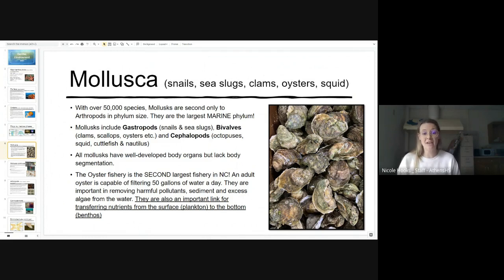All right, bivalves are something that has 2 valves. So bi usually means 2. So it has 2 valves to it.